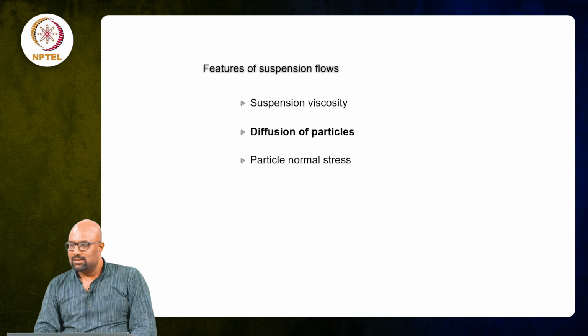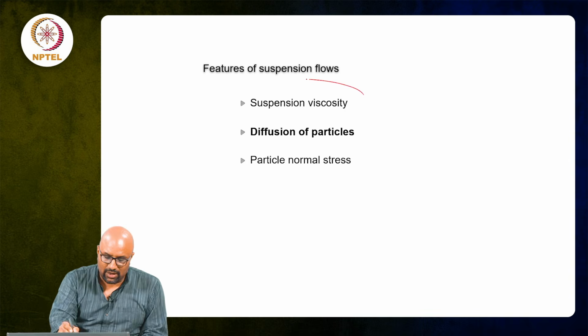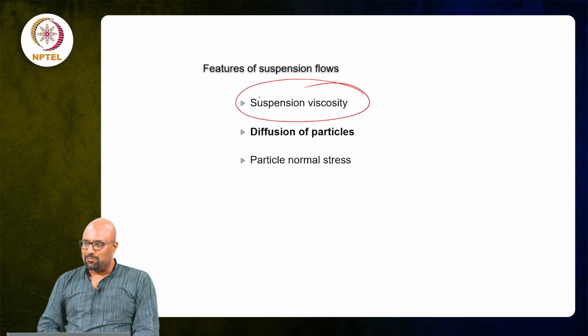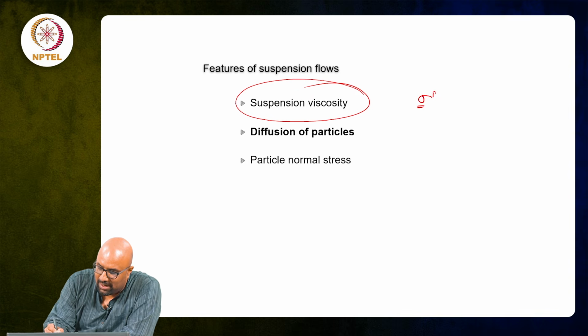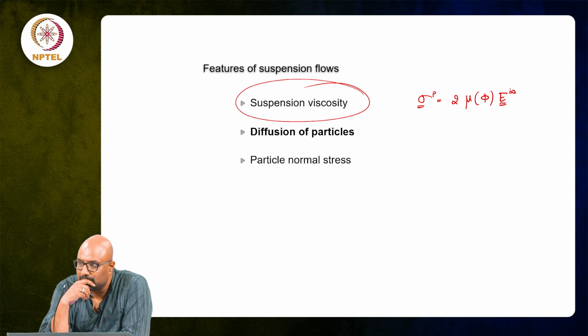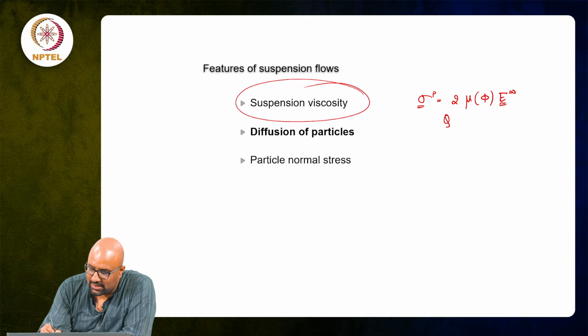So this is where I will stop today. We looked into the aspect of suspension viscosity. So primarily this says that if I am modeling my particle stress, the particle stress can be written as 2 mu times volume fraction times the rate of strain, right. So this is what you can call a quasi-Newtonian fluid.